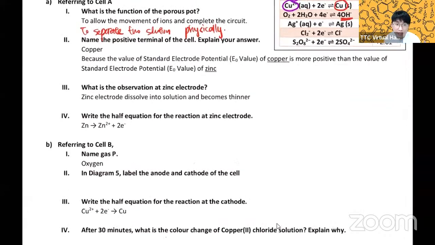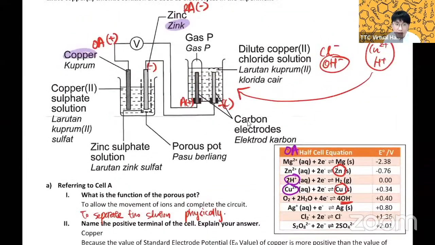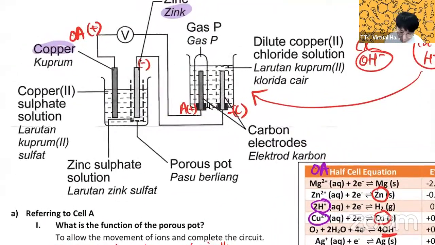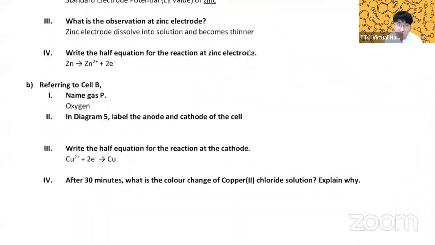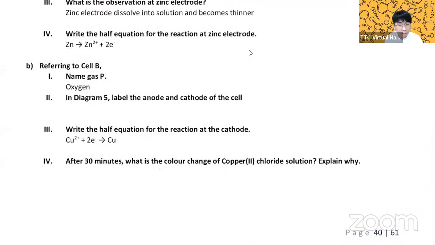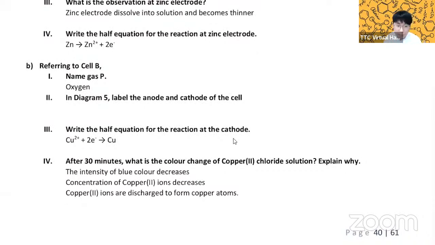Okay, so after 30 minutes, what is the color change of the copper(II) chloride? If you look at the equation at both sides, one is Cu2+ becomes Cu. Here, OH minus becomes O2. So one side has nothing to do with copper, while one side is using up Cu2+. It means overall the Cu2+ is decreasing. So your blue color should decrease.